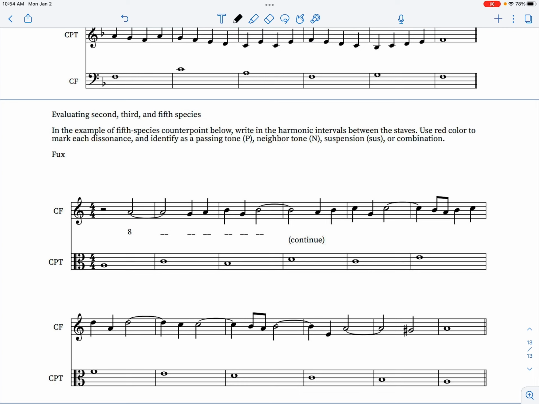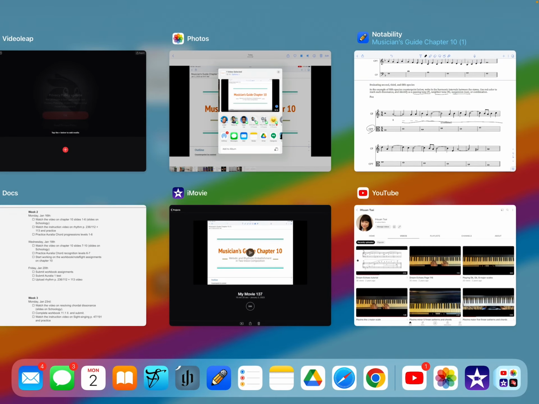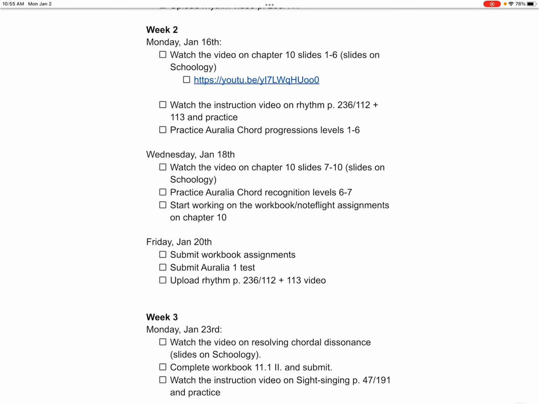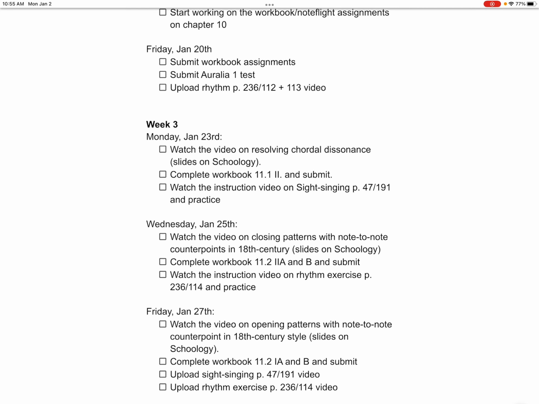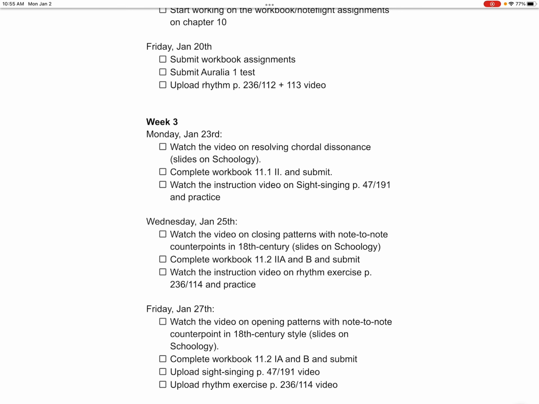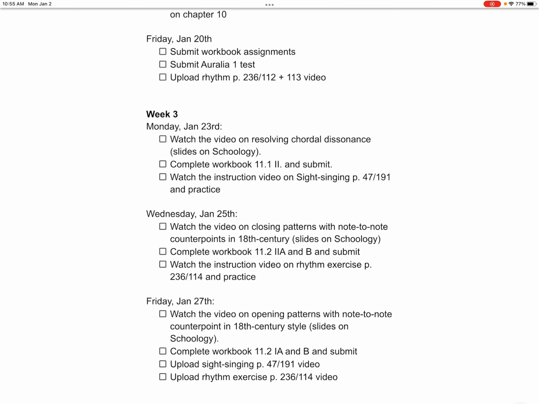The second exercise is the same. It's an example of fifth species, meaning florid counterpoint. You do have to learn how to read the C clef. Same thing: label all the intervals, circle the dissonances or mark them red on the computer. This time you have to find passing tones, neighbor tones, and suspensions, or maybe a combination of them. That's the end of chapter 10. If you have done this, you can mark January 18th, the first checklist: watch the video on chapter 10, slides 7 to 10, and then start working on these 2 exercises. On Friday, you'll submit them. All right, see you.